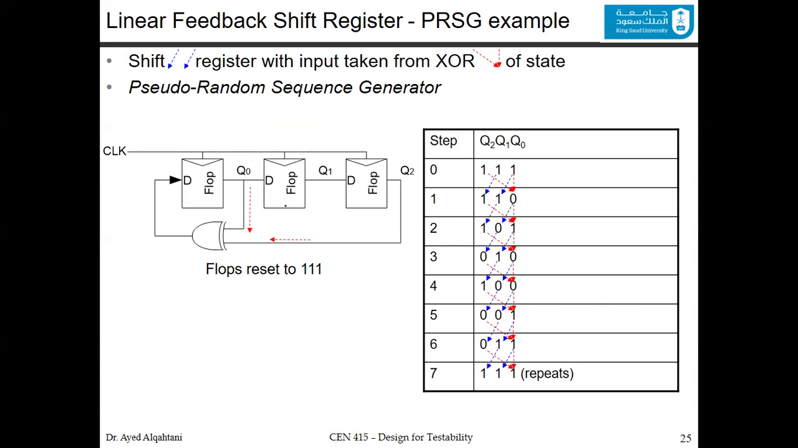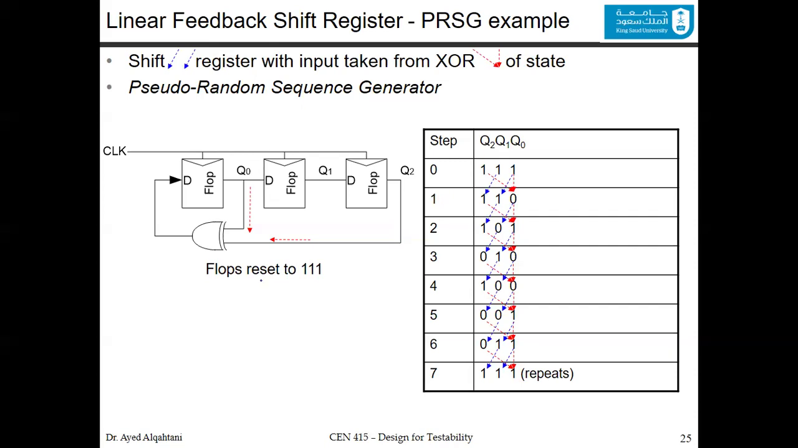And in these 3D flip-flops, if we didn't have the XOR, it's simply a shift register with the property that the output of the last one is actually fed to the input of the first one, and you keep shifting. The value of the flip-flops will keep shifting and repeating and so on. If you add an XOR, an exclusive OR gate, you can have a pseudo-random sequence generation. Let's look at this table and see how we do this.